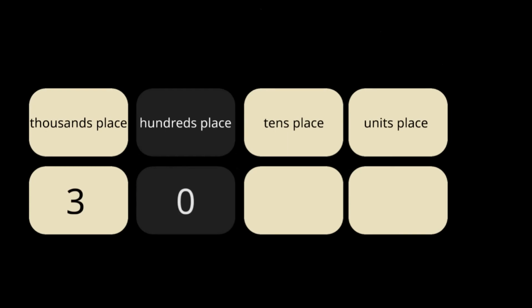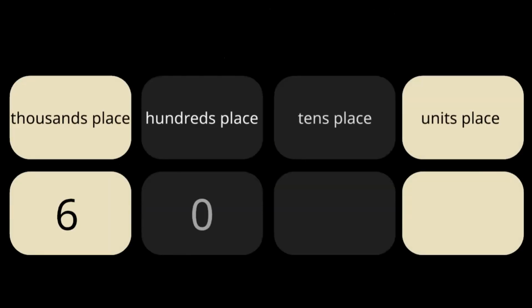In the same way, 3026 would be written 3026. And 6004 would be written 6004. In this case, two ciphers are needed because the 6 must be in the thousands place, which is the fourth from the right.